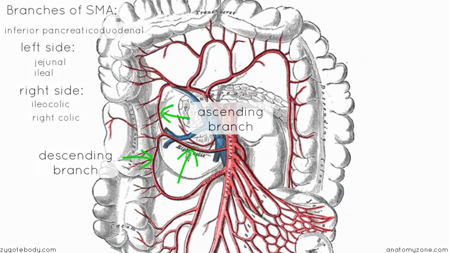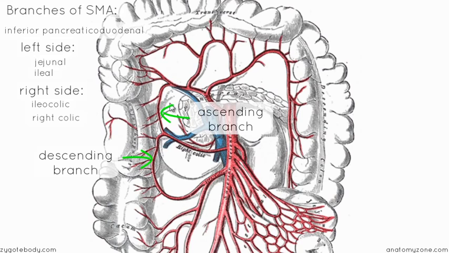So the middle colic artery has a branch which anastomoses with a branch from the right colic artery. So it's fairly simple. You've got a branch which goes up, so it's ascending, and you've got a branch which goes down, so descending. So the right colic artery supplies the ascending colon.